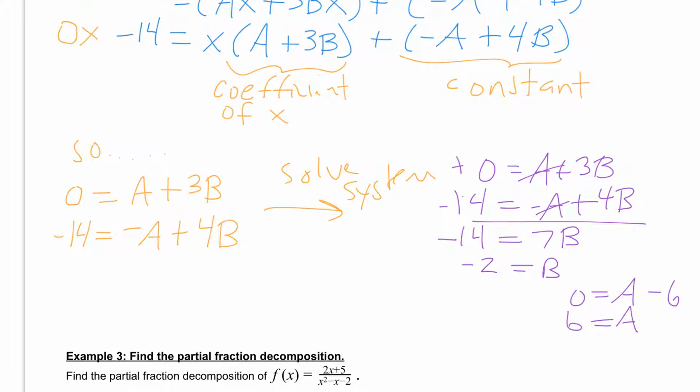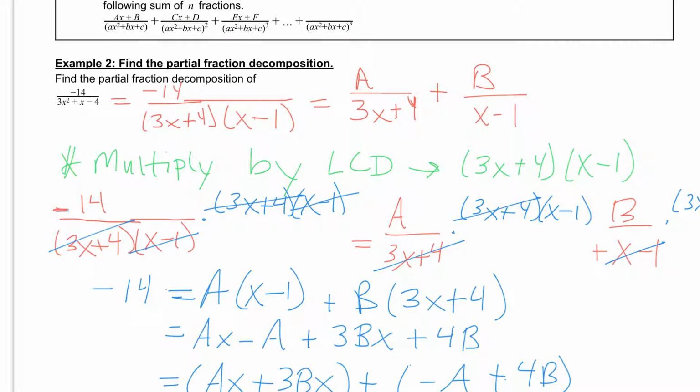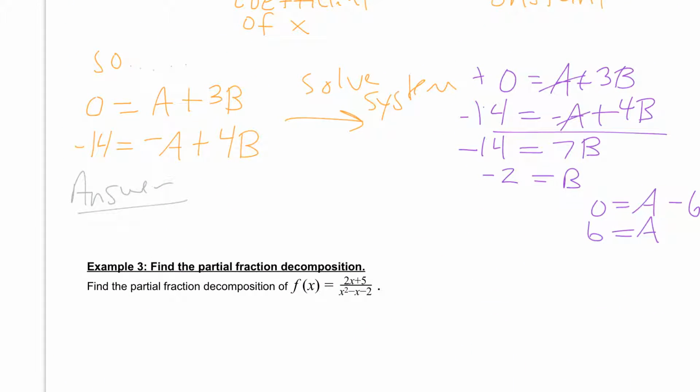So if I move this up just a little bit, my answer here is going to be plugging into the very beginning. So I'm going to scroll up for a second so you can see it. This is where we started, and this is where we want to end. We want to take the a value we've got and plug it into this fraction, and the b value that we got and plug it in here. So if we go back down to our answer, it should look like this. We have 6 over 3x plus 4 plus negative 2 over x minus 1.